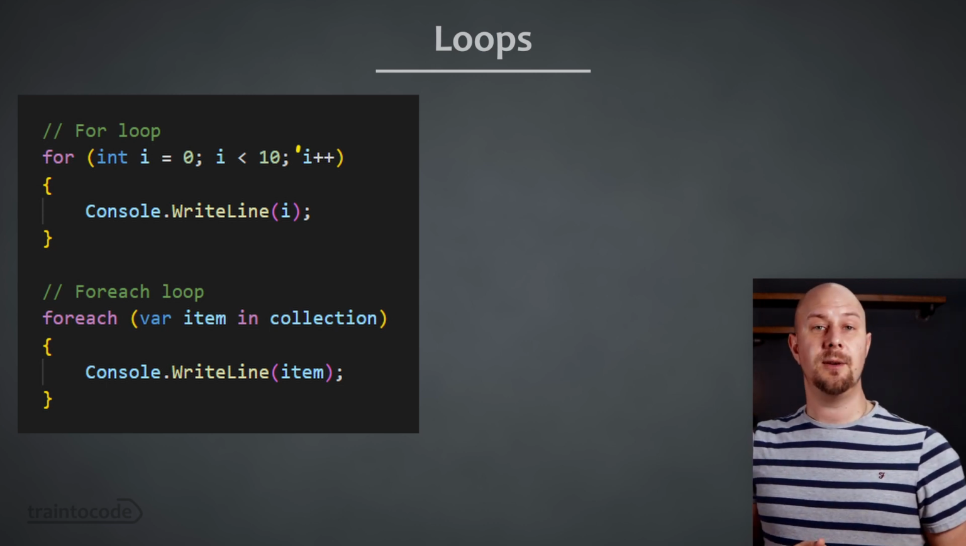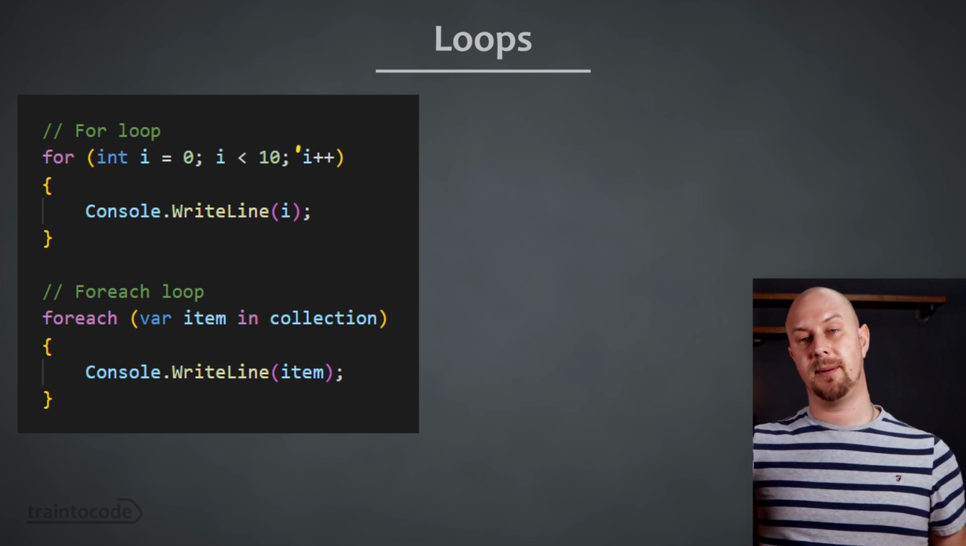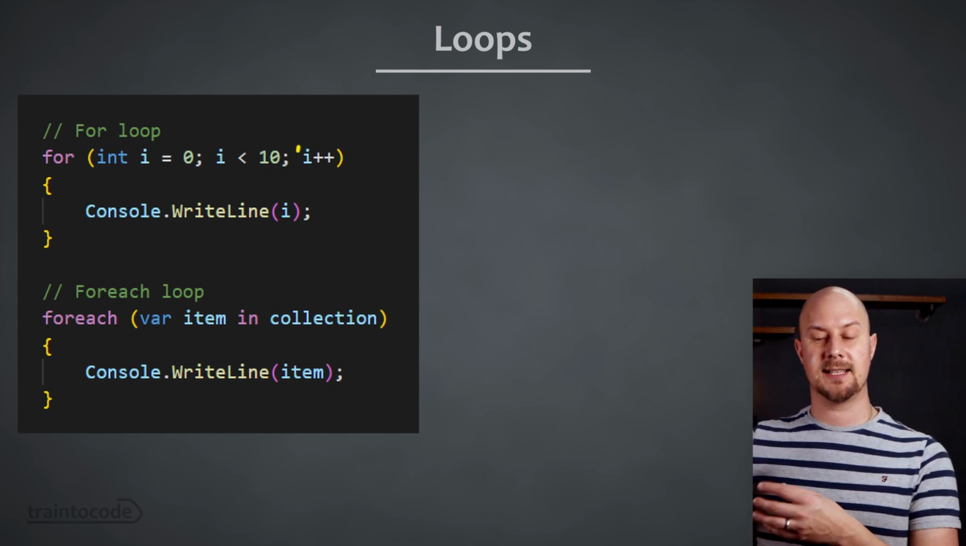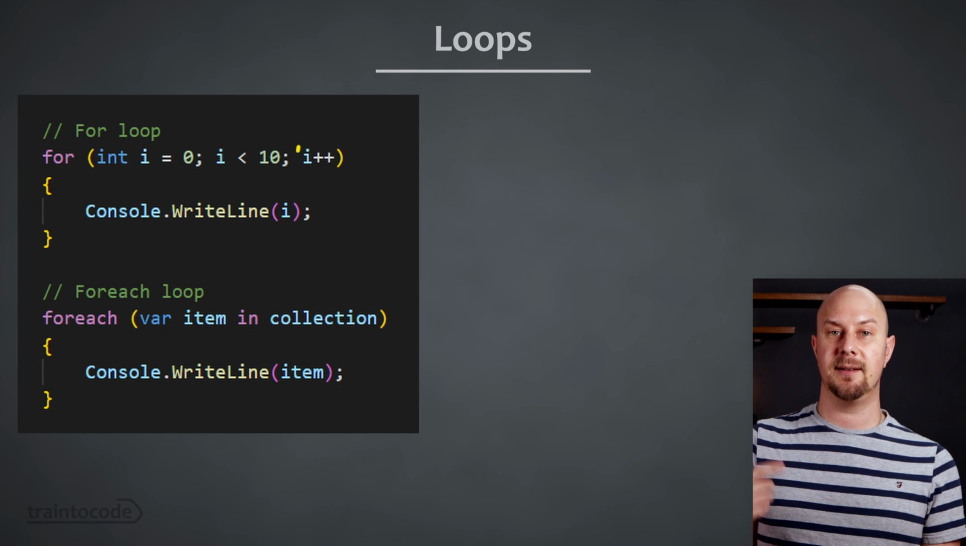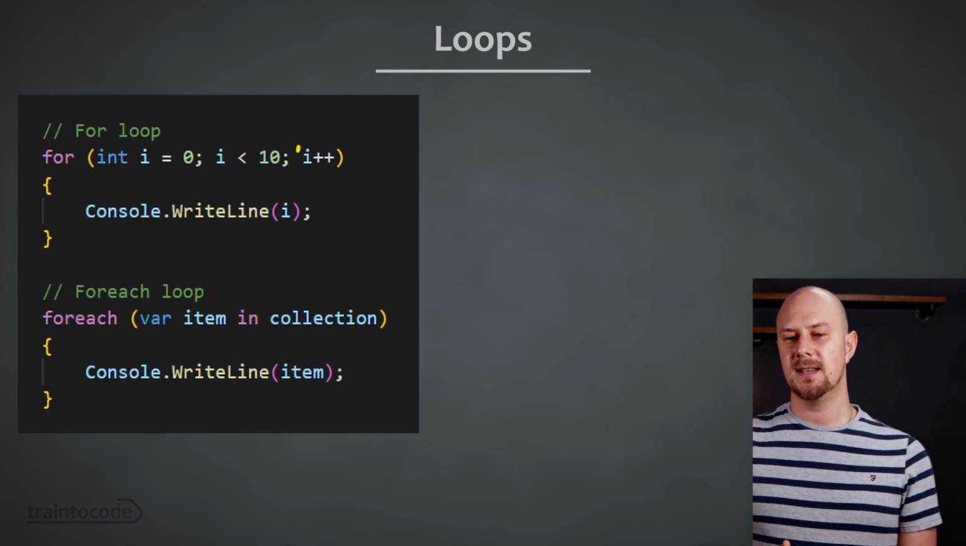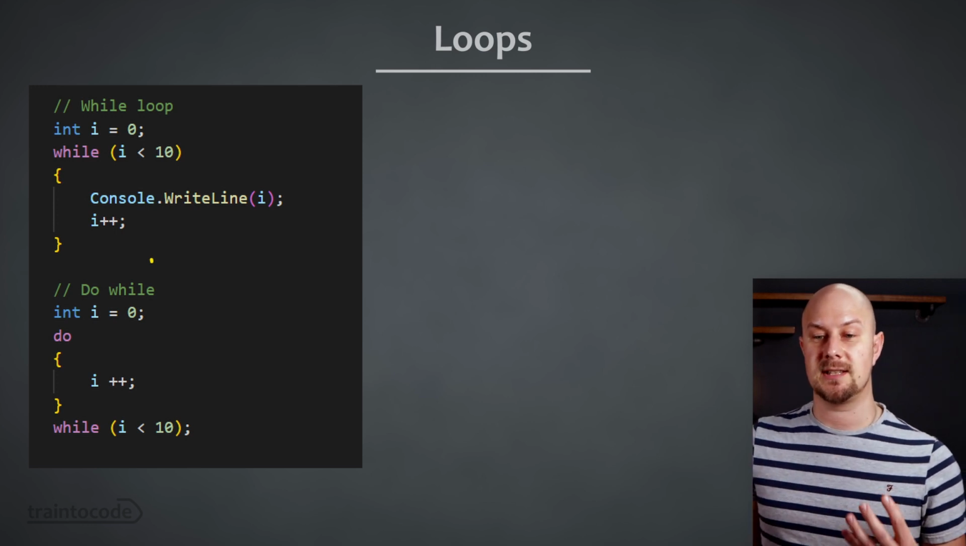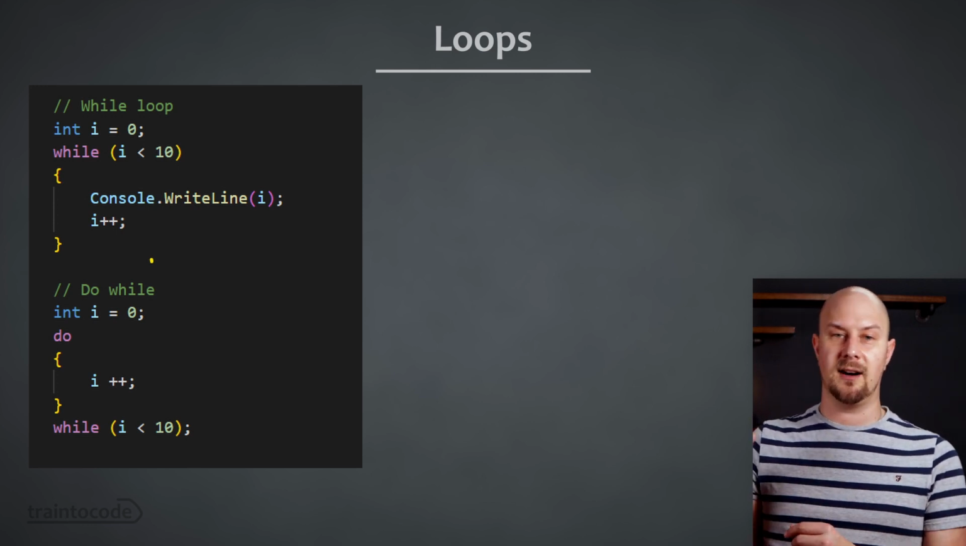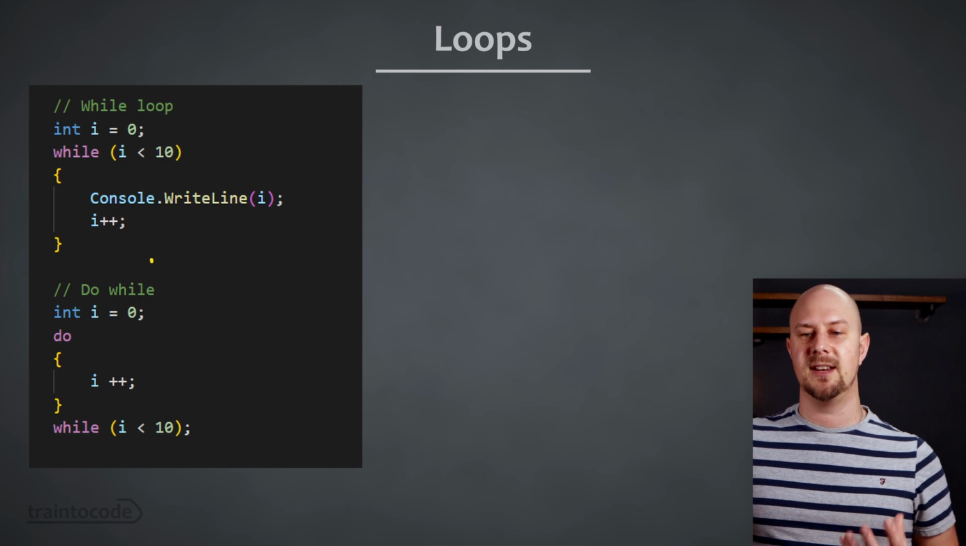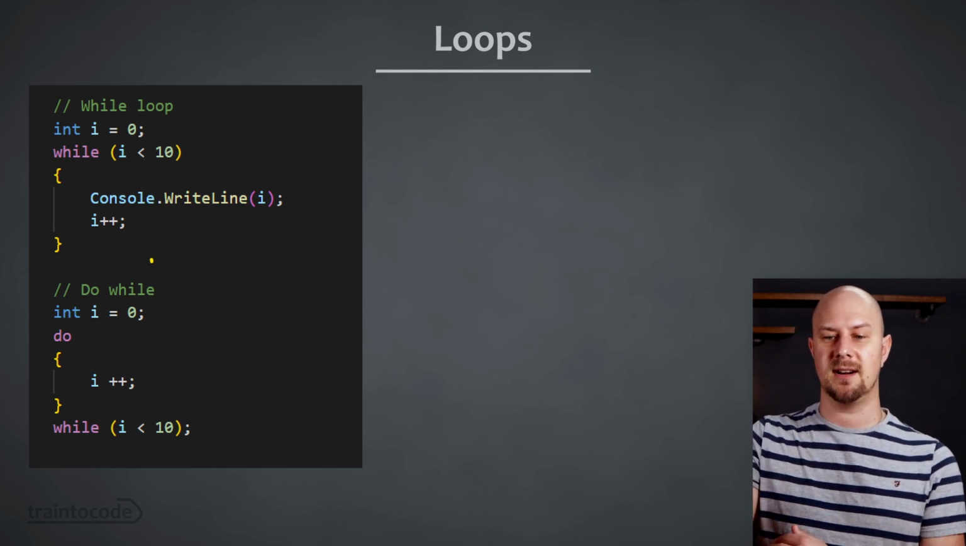Then you've got the foreach loop, which has to be used on something that implements enumerable. So in our case, this collection variable, which is an enumerable collection. Next up, you've got the while loop. The while loop puts a condition at the start, then it runs some code, and then it asks you to increment some kind of condition that it can evaluate at the start.